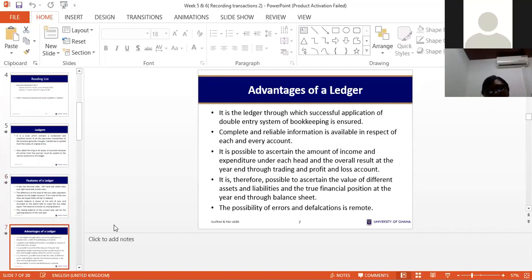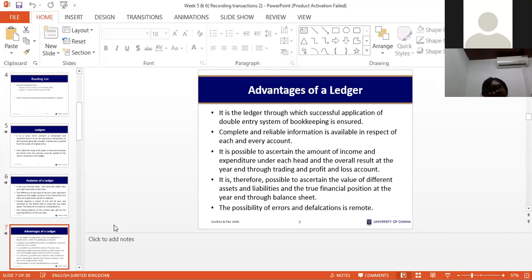Now, what are some of the advantages of a ledger? We know that the journals have single entries, and so the ledgers are where we successfully apply the double entry. The ledgers have double entries. All the transactions will have to be entered twice. And so it is complete and it is reliable, where you can determine at every point which two items were affected and whether it has been recorded. Now from the ledgers, you can also ascertain the amount of income and expenditure.